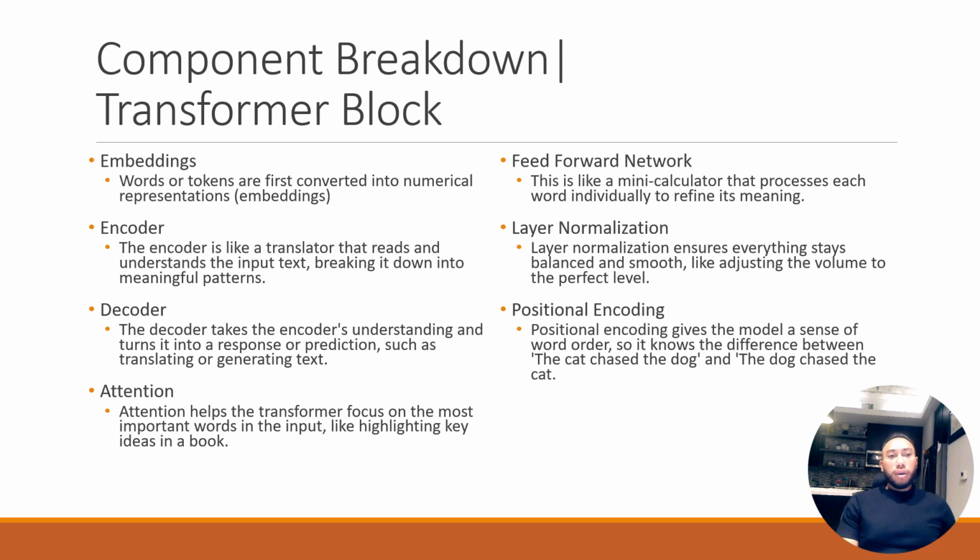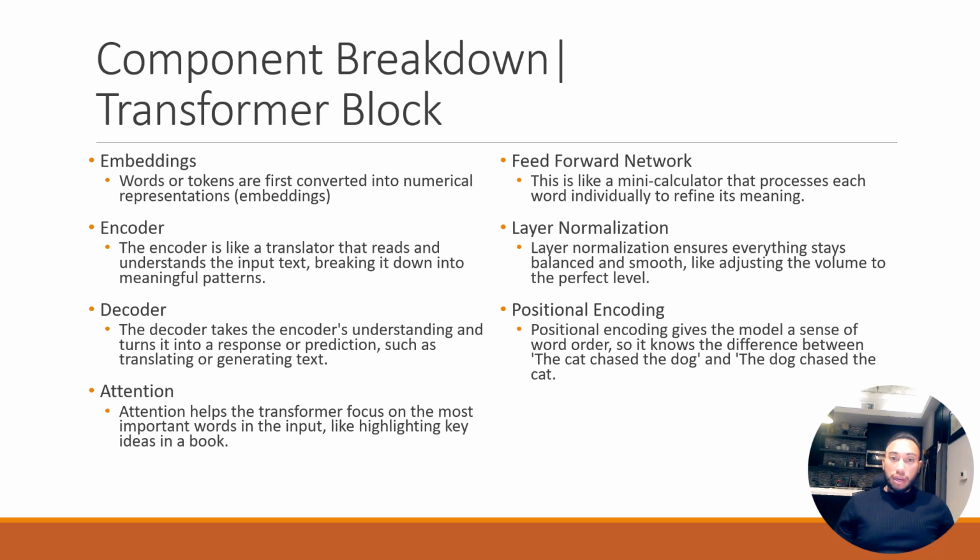For the encoder, think of it as like a translator that reads and understands the input text, breaking it down into meaningful patterns. The decoder takes the encoder's understanding and turns it into a response or prediction, such as translating or generating text. Now, the attention mechanism is the heart of the transformer block, and so the attention mechanism helps the transformer focus on the most important words in the input, like highlighting key ideas in a book.